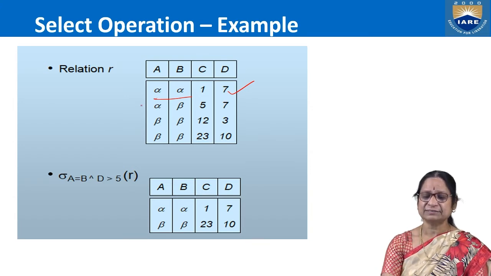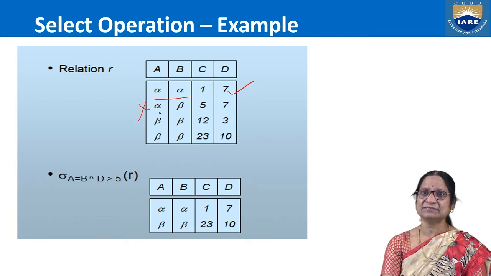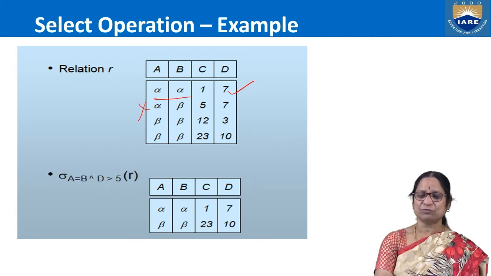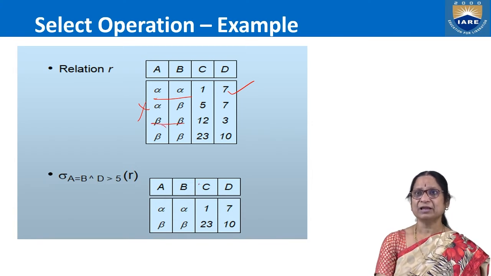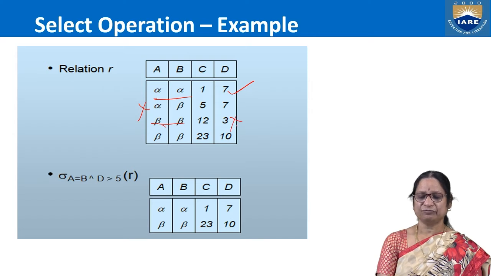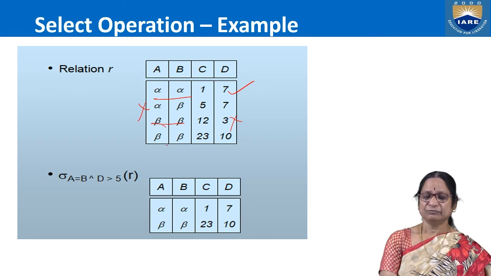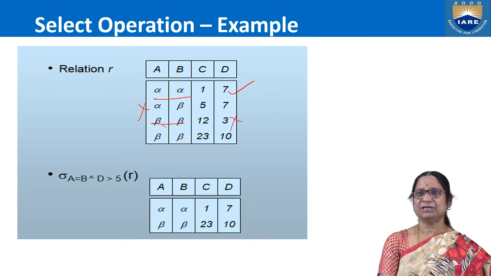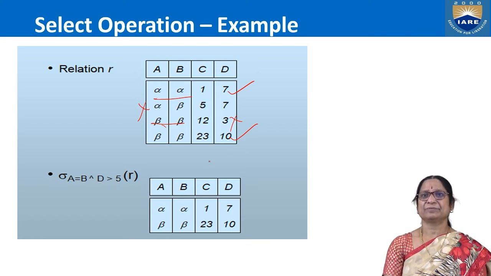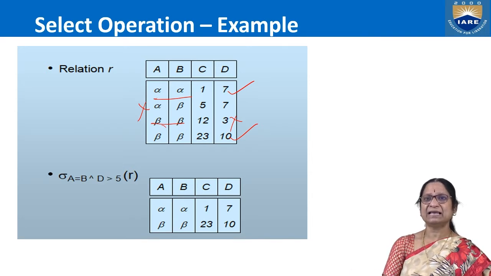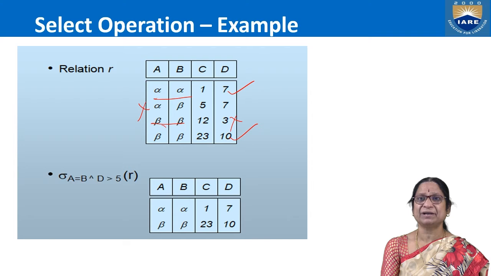In the second tuple, the first constraint itself doesn't satisfy. In the third tuple, the first constraint is satisfied, A is equal to B, that is beta is equal to beta, but D is not greater than 5. So the second condition doesn't satisfy, and this won't be displayed. But in the fourth tuple, A is equal to B, beta is equal to beta, and D is also greater than 5, so this will be displayed. That means from the four tuples of relation R, the first tuple as well as the fourth tuple satisfy the given predicate, and only those are listed.